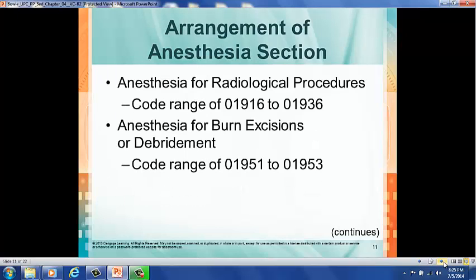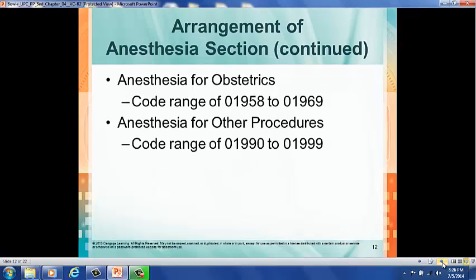Anesthesia for radiological procedures is found in code range 01916 through 01936. For anesthesia for burn excisions or debridement, the code range is 01951 through 01953. As mentioned, for anesthesia for obstetrics, the code range is 01958 through 01969, and for all other procedures, code range 01990 through 01999.